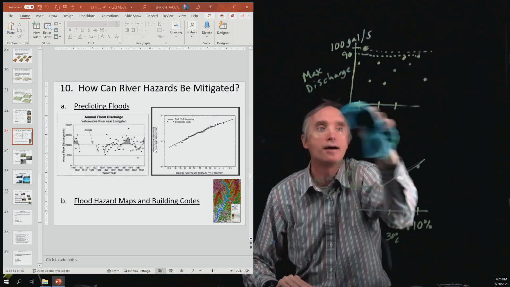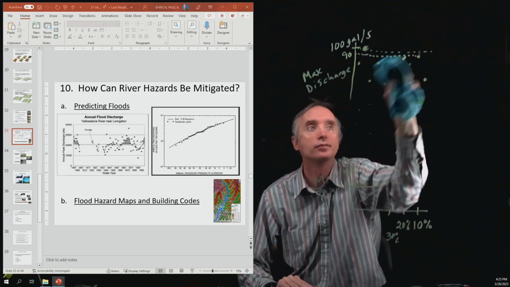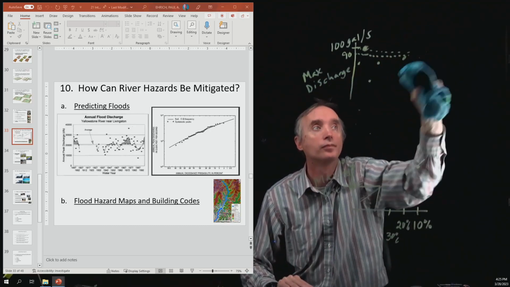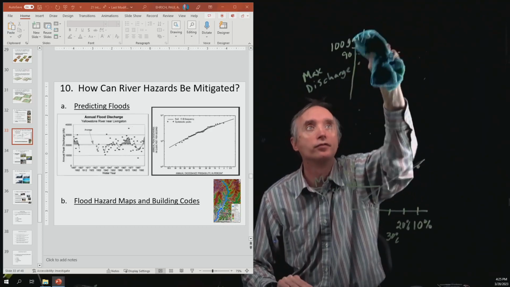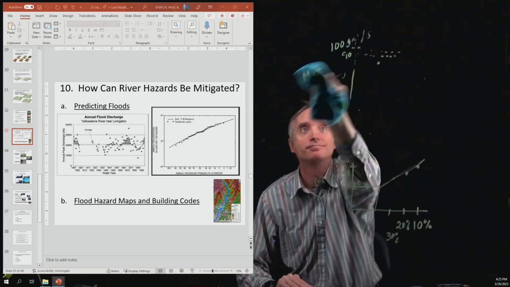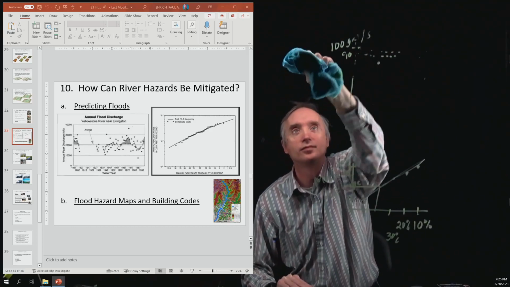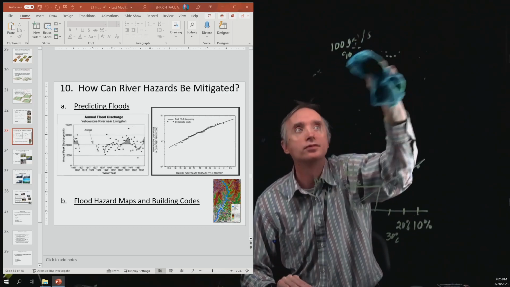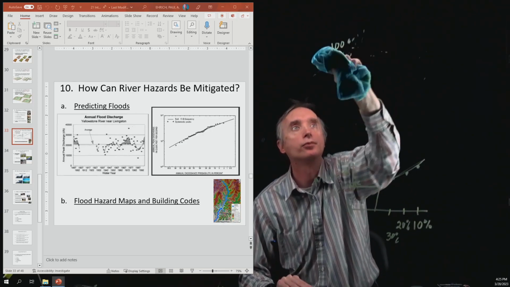And let's draw a map now of the Yellowstone River. If you've got something else better to do, then just go ahead and do that while I'm erasing here.